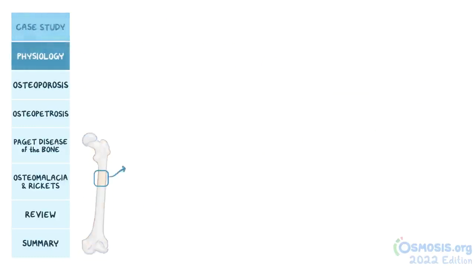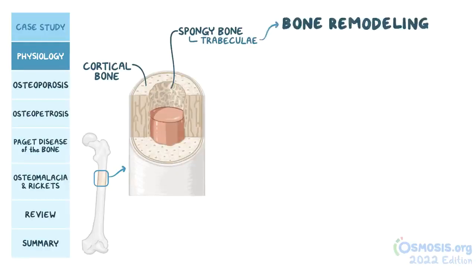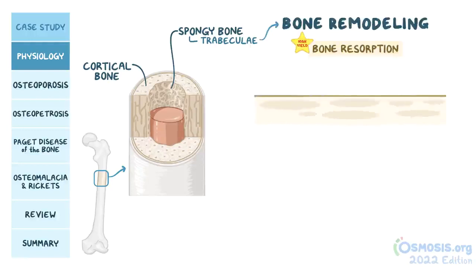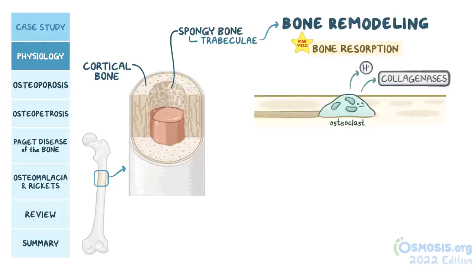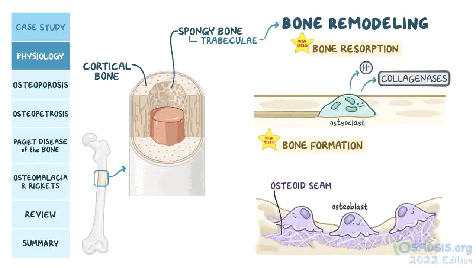Bones have a hard external layer of cortical bone and a softer internal layer of spongy bone composed of trabeculae. The trabeculae are like a framework of beams that give structural support to the spongy bone. Now these are replaced every few years in a process called bone remodeling. The process has two steps: bone resorption, which is when the osteoclasts break down bone by releasing hydrogen and collagenases, and bone formation, which is when osteoblasts form new bone by secreting osteoid seam.